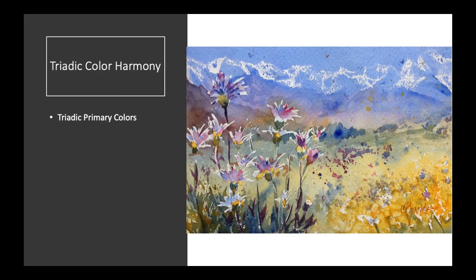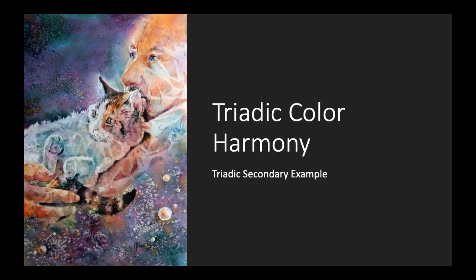And here's an example of a triadic color harmony painting by myself where I used yellow, blue, and red in the flowers. And here's an example of another painting of mine where I used triadic secondary color harmony. So this is green, violet, and orange.